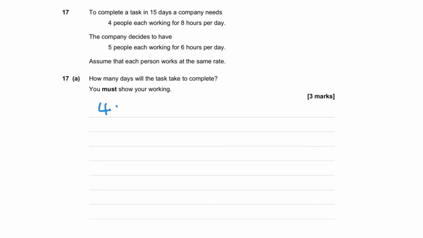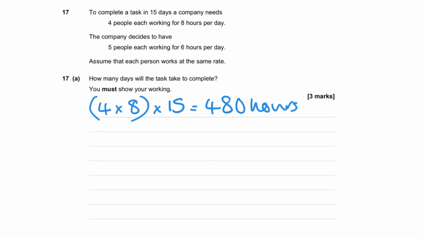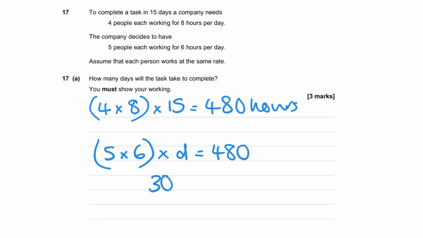So if 4 people are working for 8 hours a day, for 15 days, there must be 480 hours of work to be done. So if the company employs 5 people to work 6 hours a day, we need to work out how many days it's going to take for them to complete that 480 hours of work. So we've got 30 times D is equal to 480. So we'll divide both sides by 30 to give us D is equal to 16. So it's going to take them 16 days to complete the task.